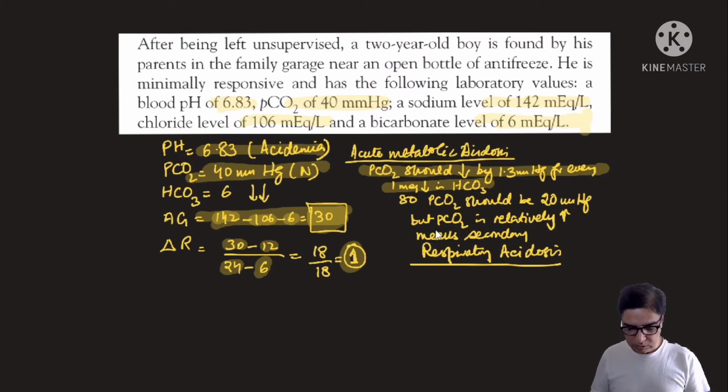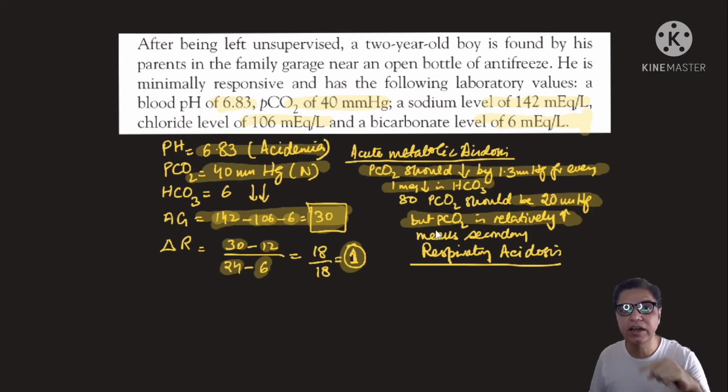So the PCO2 should go down by 1.3 millimeter for every one, so 18 into 1.3, you can do the maths, and the PCO2 should be around, let's say 20 millimeter of mercury by this equation. So PCO2 here should have gone down. If it was properly compensating, it should have gone down to 20. But PCO2 is relatively high. It's not gone down.